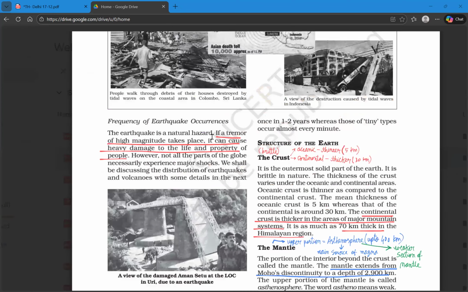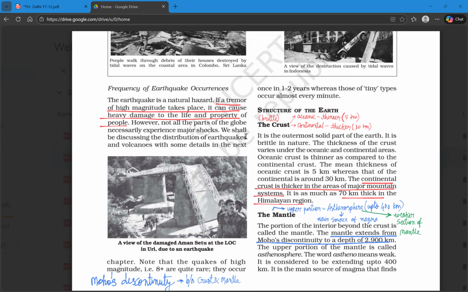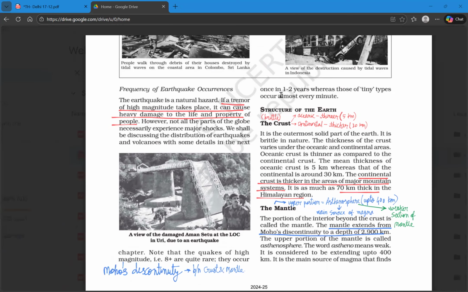The earthquake is a natural hazard. If a tremor of high magnitude takes place, it can cause heavy damage to the life and property of people. However, not all the parts of the globe necessarily experience major shocks. We shall be discussing the distribution of earthquakes and volcanoes in the next chapter. Note that quakes of high magnitude, that is 8 plus on the Richter scale, where the range is 0 to 10, are quite rare, and they occur once in 2 years, whereas those of tiny types occur almost every minute.